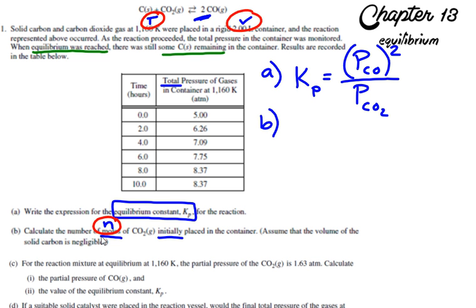This is screaming ideal gas law. So this is screaming this. But you need P. So initial CO2 initially placed in the container. If you check it out, look up top. CO2 is what you start with. So at time 0, that would only be of CO2. So that is my pressure. So now I can move forward with that.